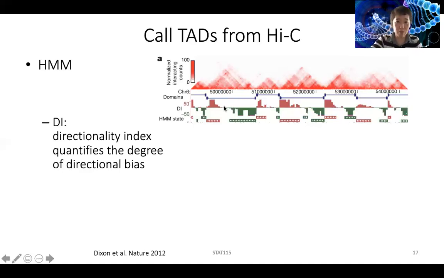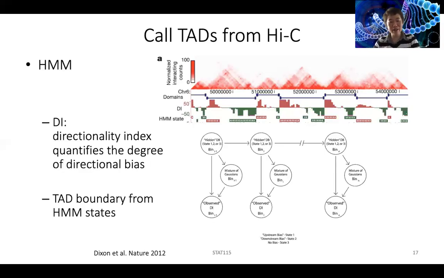What they found is that by dividing the genome into 40 KB bins, you will see that this region is mostly positive, and then it will be close to zero because it's interacting with both ends. And then after a while, it will be interacting mostly with things before. So you can see the directionality index being positive and then close to zero, then negative and back to zero, and positive again, and zero and negative and zero. Anytime you go from negative to positive, this boundary is where you can define the TAD boundary from one triangle to the next triangle.